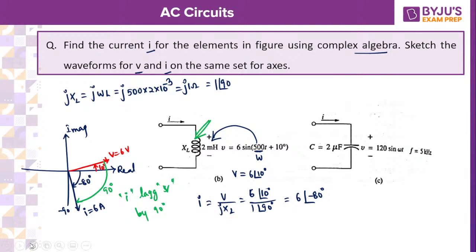Or otherwise, if you move in the anti-clockwise direction from the current, I can write V leads I by 90 degrees. Anything is okay: current lags the voltage by 90 degrees, or voltage leads the current by 90 degrees. Is it clear for everyone?